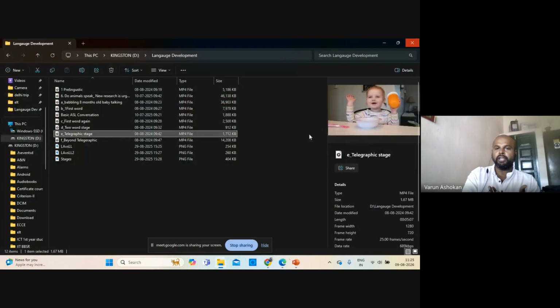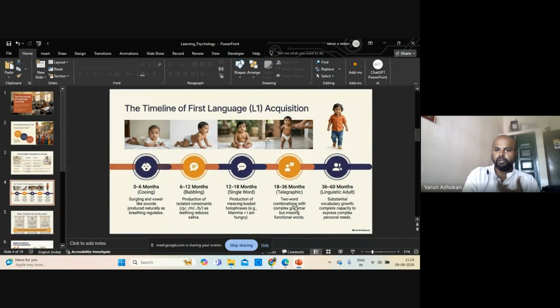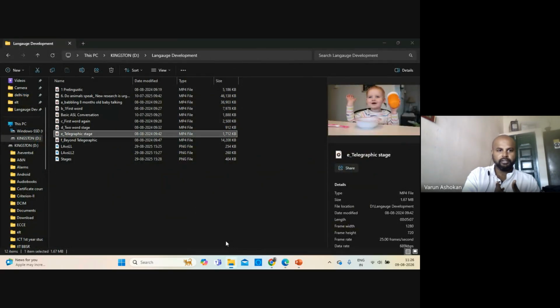So here you can see the child is imitating, but we also have a two-word stage. I think I forgot to mention the two-word stage. Then we go for beyond.